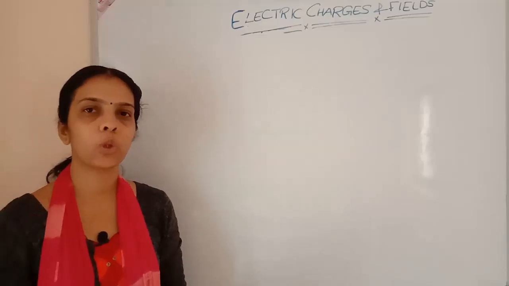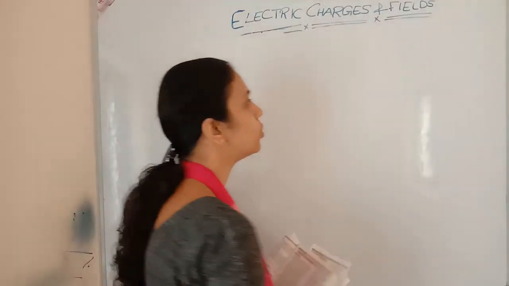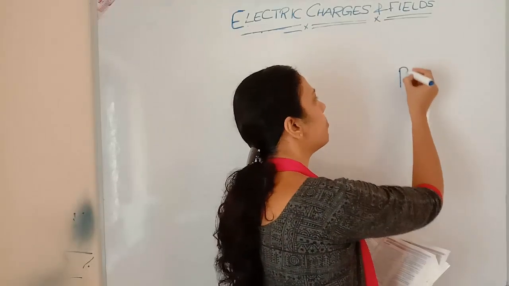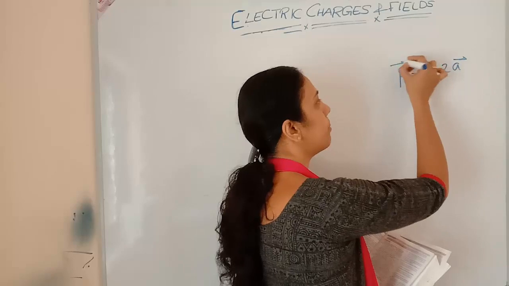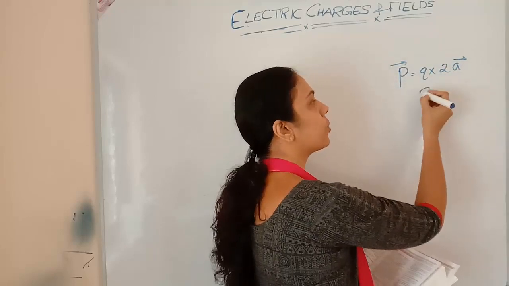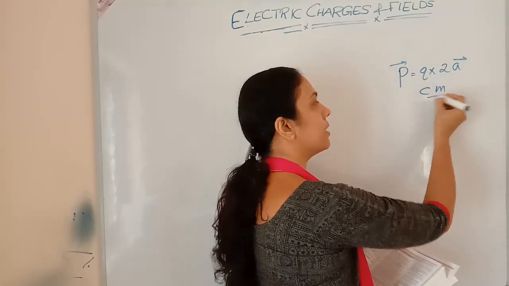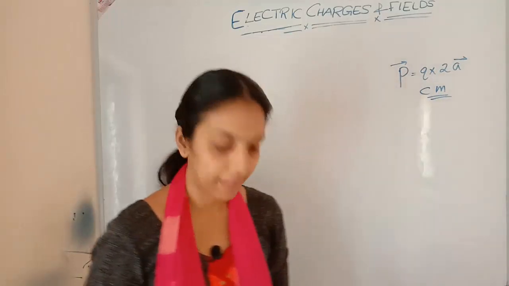What is the unit of q? p is equal to q into 2a, right? It's a vector quantity. So the unit of charge is Coulomb, and a is in meters. So the unit is Coulomb meter.